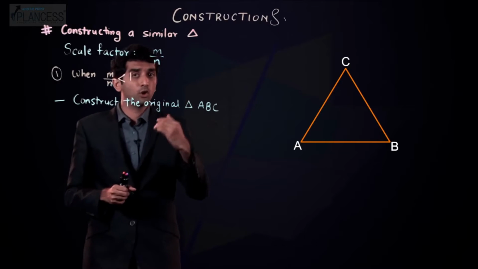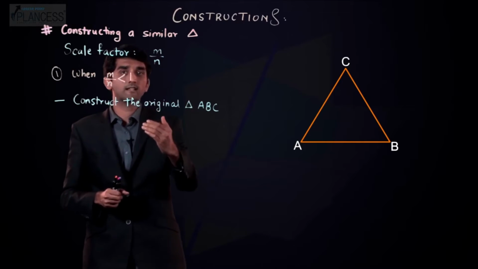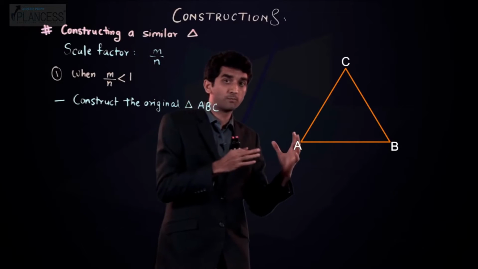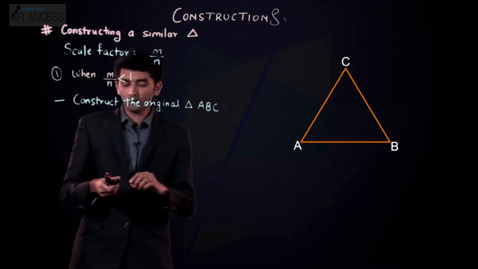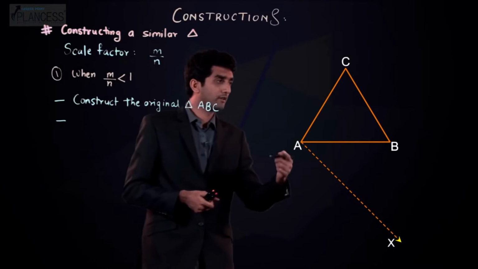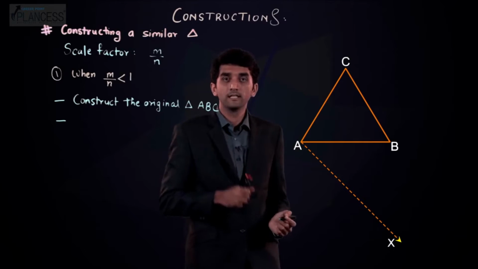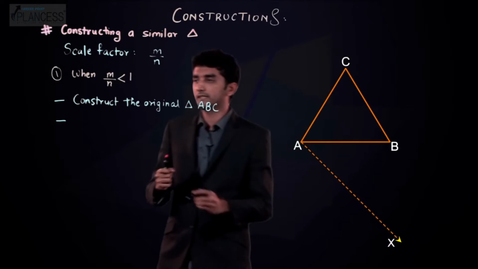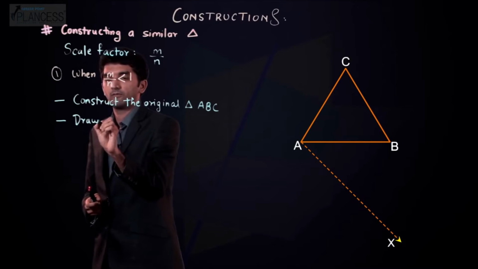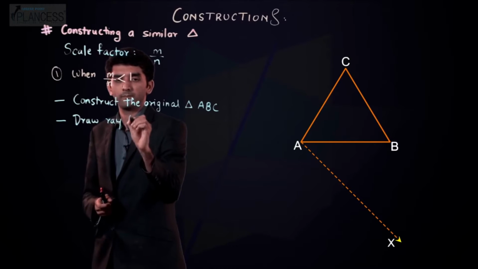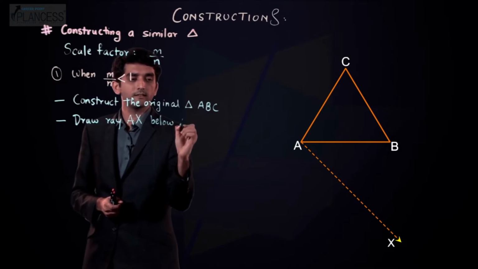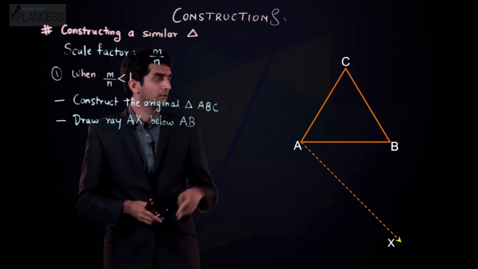Now we have to draw a similar triangle whose scale factor is less than 1. That means now we have to draw another triangle which is smaller than this, right? So let's see what exactly has to be done to do that. As we can see, we have the triangle ABC with us. The next step that we have to do is draw ray AX below AB. So as you can see in the construction, this is how it goes.